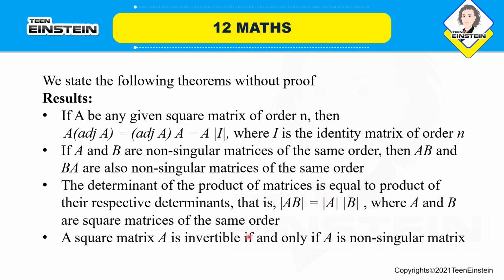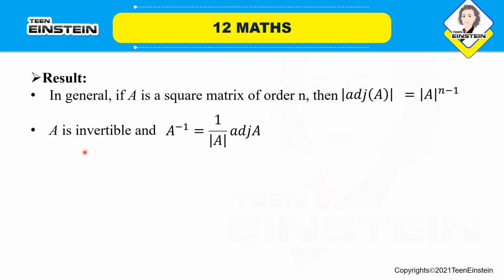Okay, A inverse exists if the given square matrix A is a non-singular matrix, that is determinant A is not equal to 0. If A is a non-singular square matrix, which means determinant A is not equal to 0, then A inverse will exist. So this is the condition for the existence of the inverse of a given square matrix. Okay. So that is the result given here.